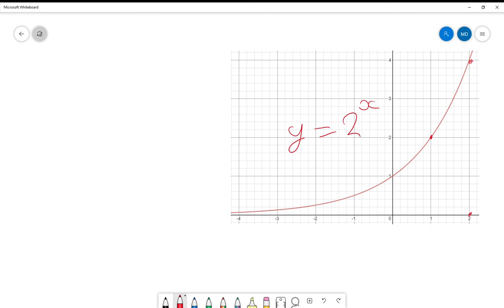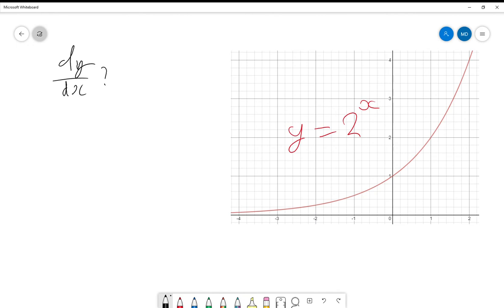Sorry, did I say 1 to the power of 2? 2 to the power of 1 is 2. 2 to the power of 0 is 1. 2 to the power of 1, 2. 2 to the power of 2. Here we're looking at 2 to the power of negative 1, which is a half. This is our graph of y equals 2 to the x. Now, what is the gradient at each point? What our question is asking is, what is dy by dx?